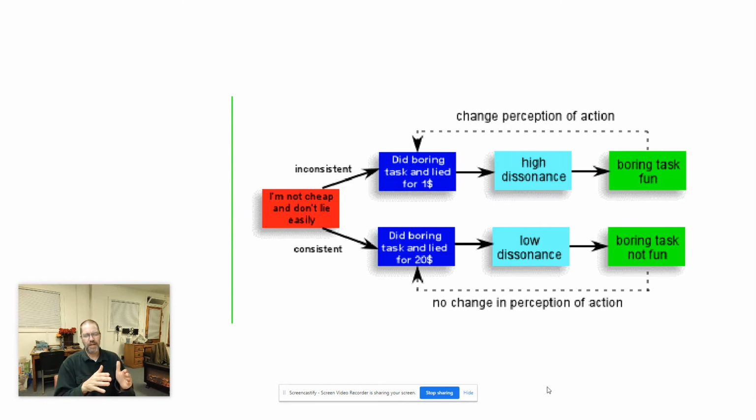But if you switch to the bottom, keep it in mind, I'm not cheap and I don't lie easy. But then another person takes a more consistent line, right? Now, where's the consistency here? First, it's inconsistent because yes, you are cheap, and yes, you did lie easily. But the consistent line is, I was given $20, so it's true. I'm not cheap and I don't lie easily. And so because of that, now the original affirmation, in the red box, holds. It's consistent. And as long as it's consistent between belief and behavior, there's low dissonance, low discomfort.